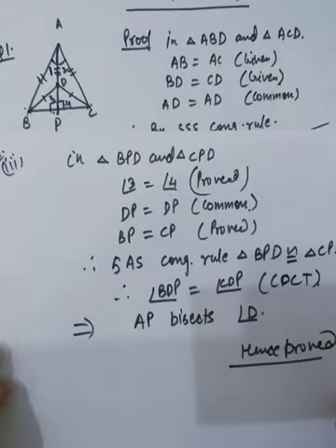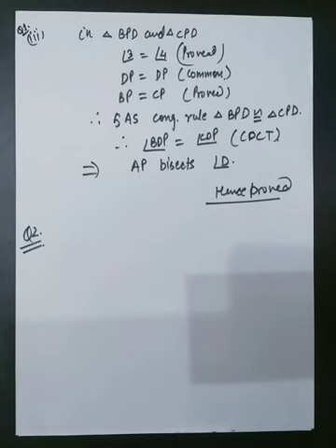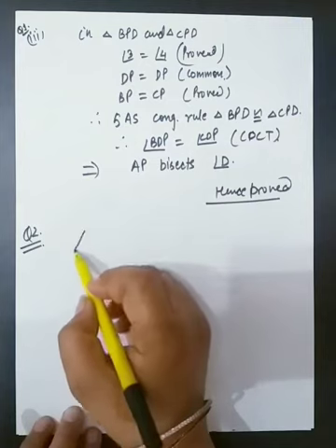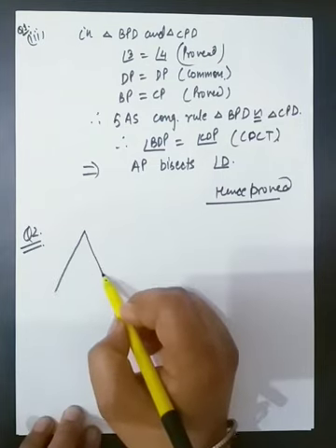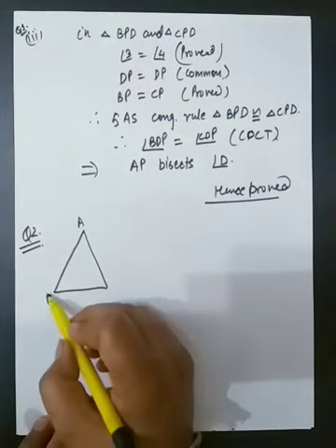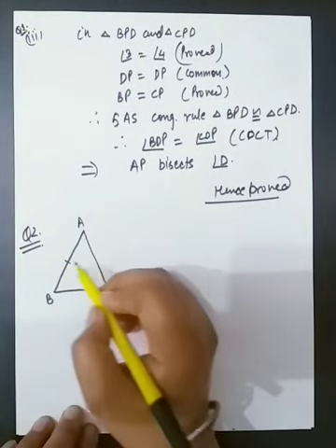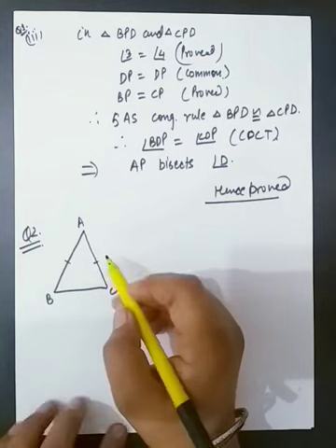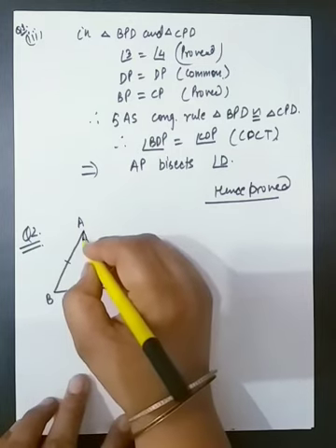Now let us start question number 2. Figure for question number 2 is not given. AD is an altitude of an isosceles triangle ABC in which AB is equal to AC. It means we have to draw the figure of an isosceles triangle in which two sides AB and AC are equal. These sides are given equal to you. And AD is an altitude.